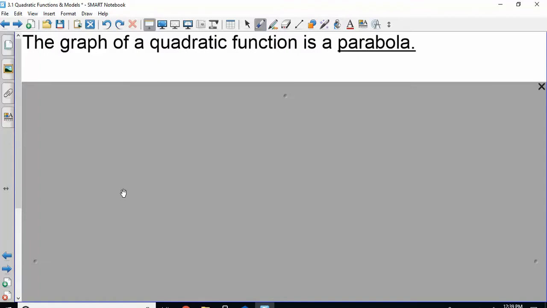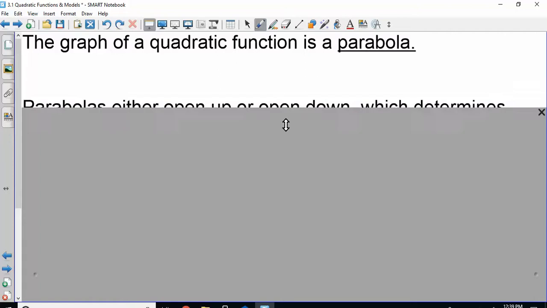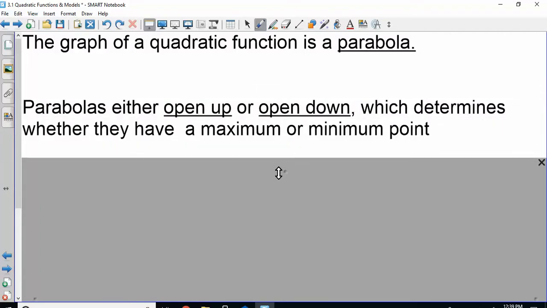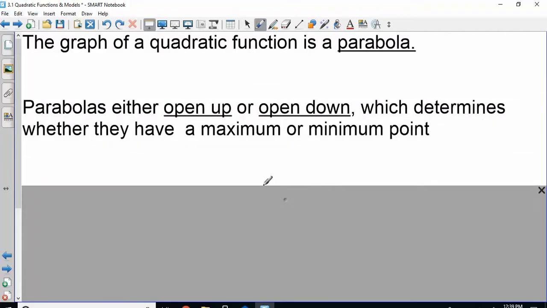When you graph it, your parabola can open up or it can open down, depending on your coefficients. That's how we decide if it has a maximum or a minimum point. If your parabola is opening up, this is what? A maximum or a minimum? That's a minimum. If your parabola opens down, then you have a maximum.